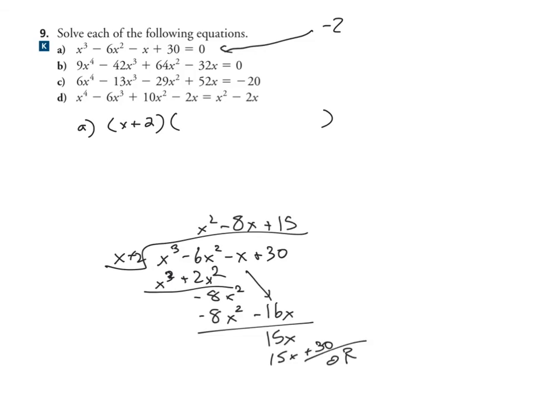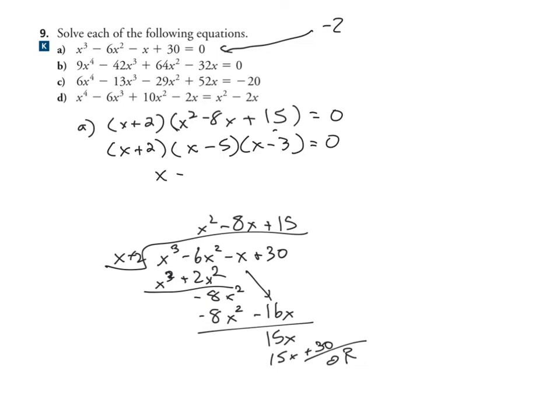Alright, so I did the division. You got x squared minus 8x plus 15. And so two numbers that multiply to give 15, 1 times 15, and so it's negative 5 and negative 3. So this is going to be x plus 2. Oh, by the way, this equals 0. X minus 5 and x minus 3 equals 0. So x has to equal negative 2, 5, or 3. Done.